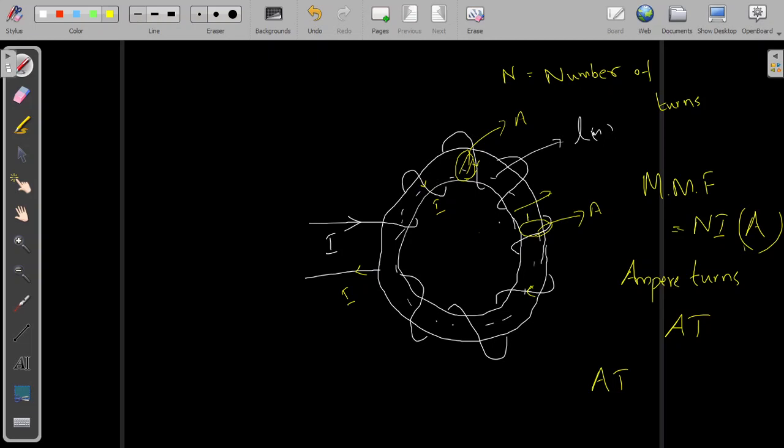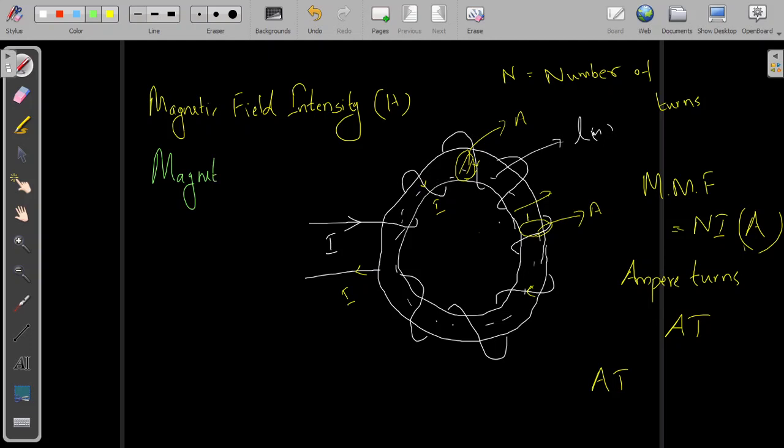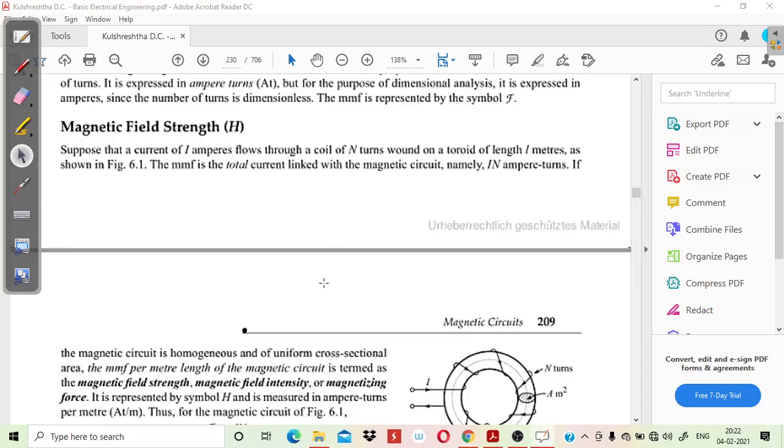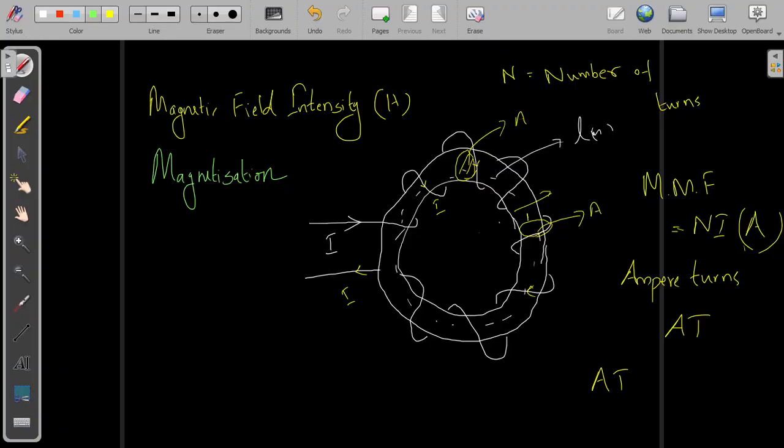And we are going to define another term, the magnetic field intensity, denoted by capital H. This magnetic field intensity is also known as magnetization, also known as magnetizing force, and it is also known as magnetic field strength.